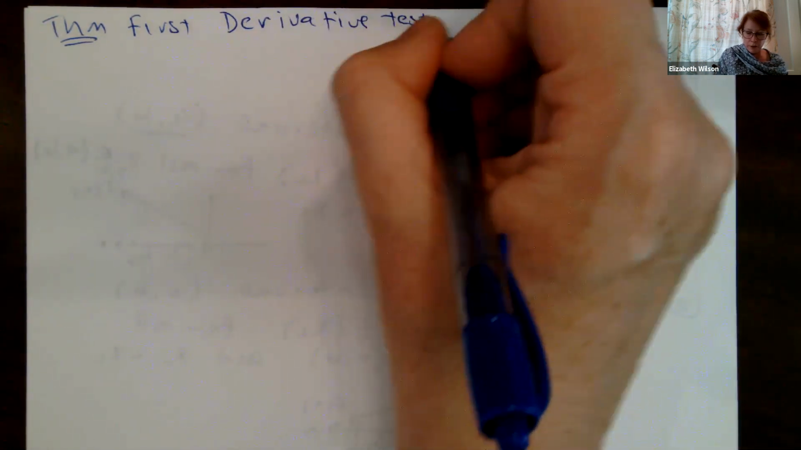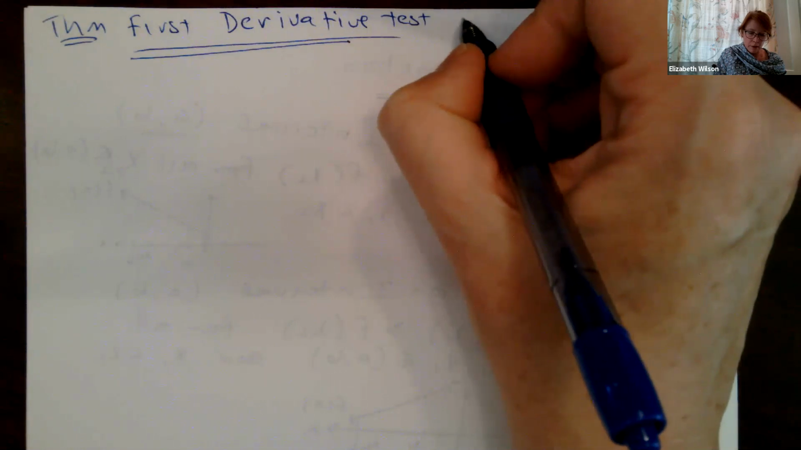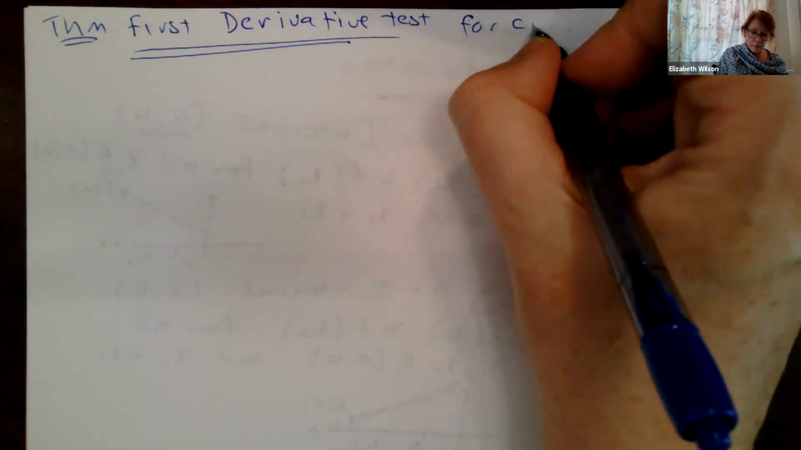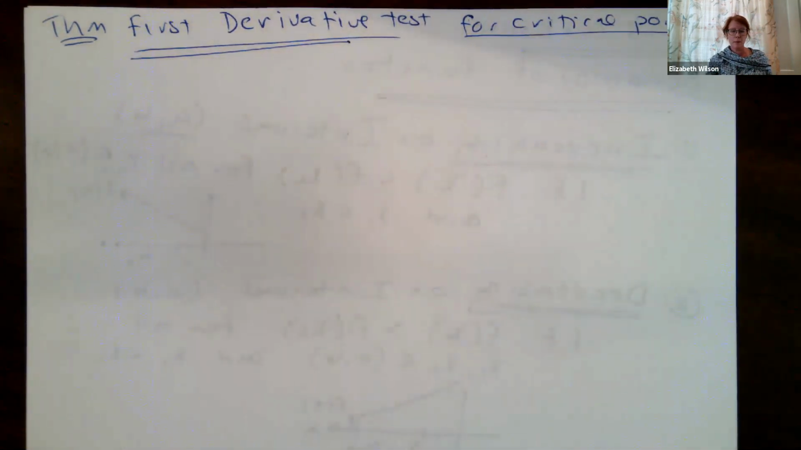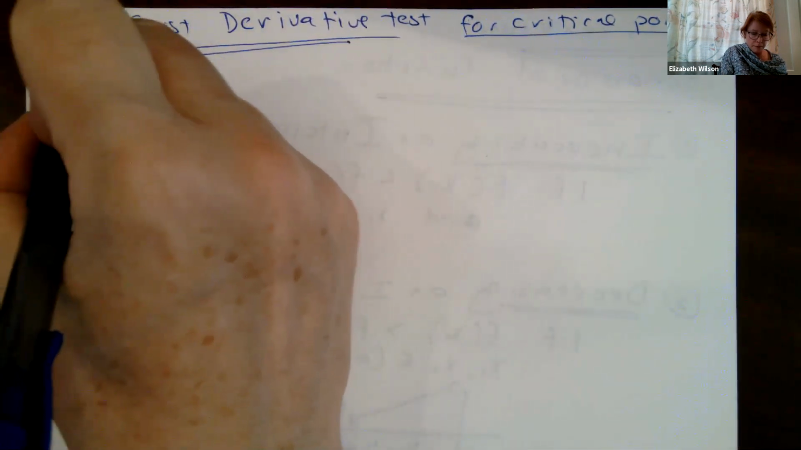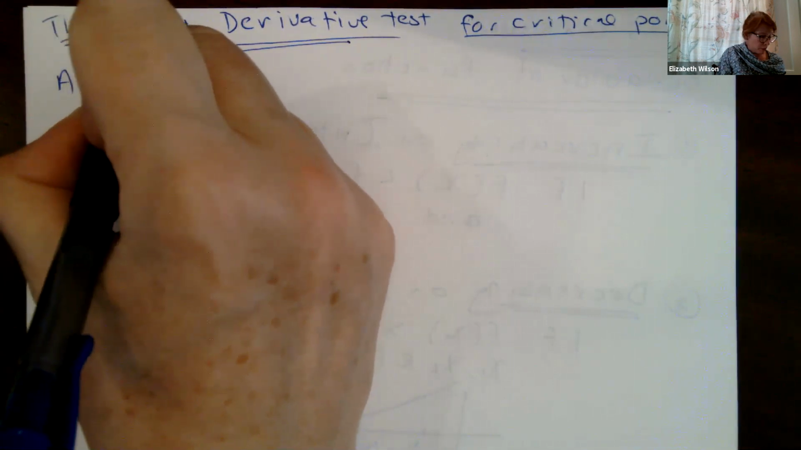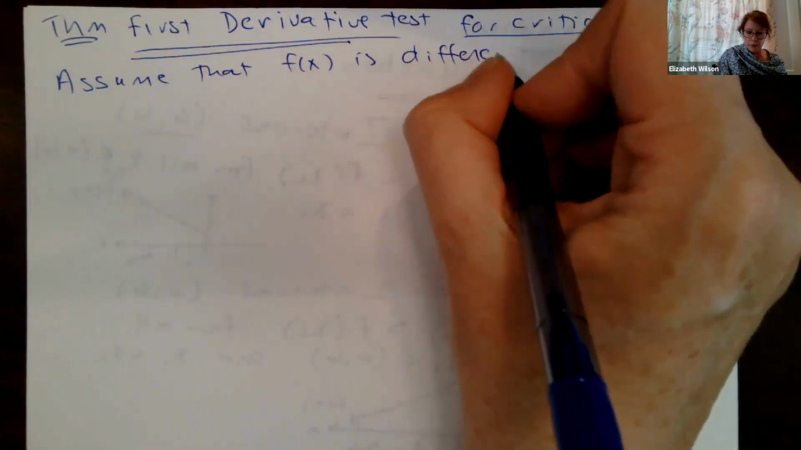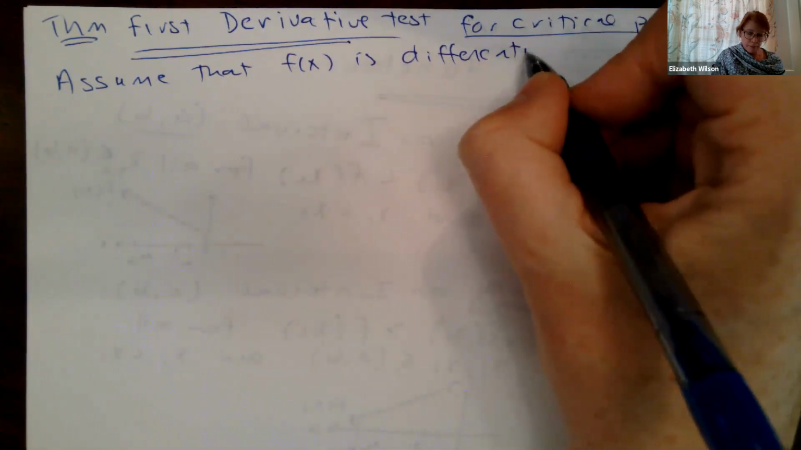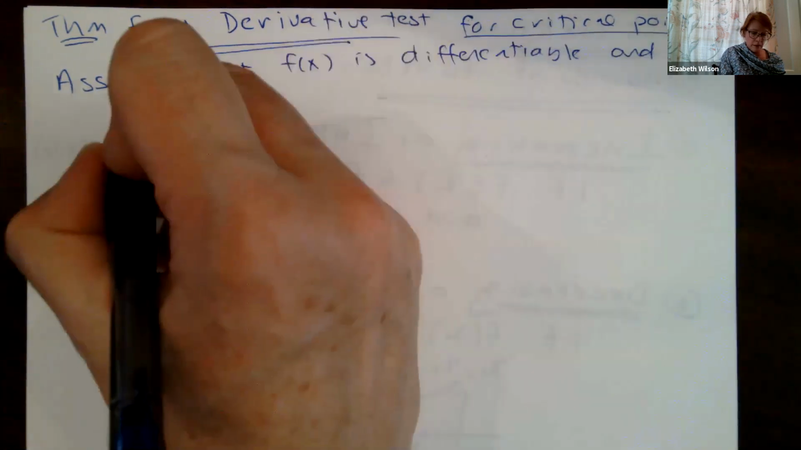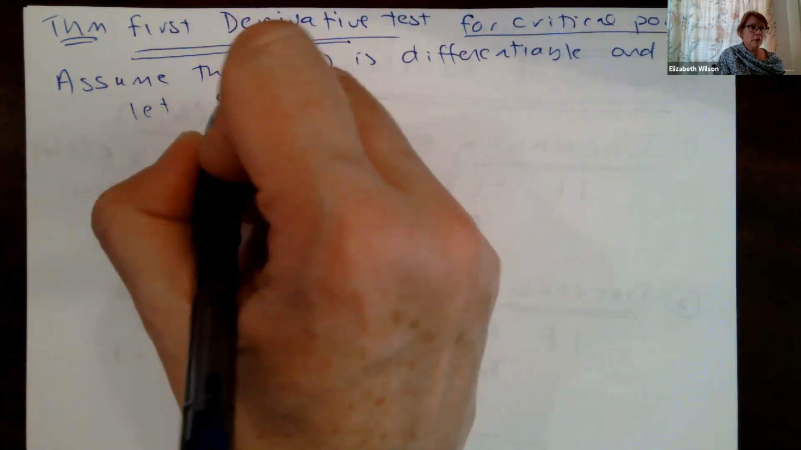And we're going to do it for critical points, or on critical points. Okay, so our first derivative test is going to go like this. First off, I have to assume that my function is differentiable. Otherwise I can't take the derivative, I have to do something else different. Differentiable. And we're going to let C be a critical point.